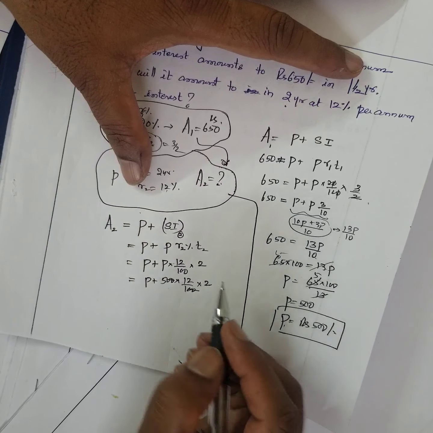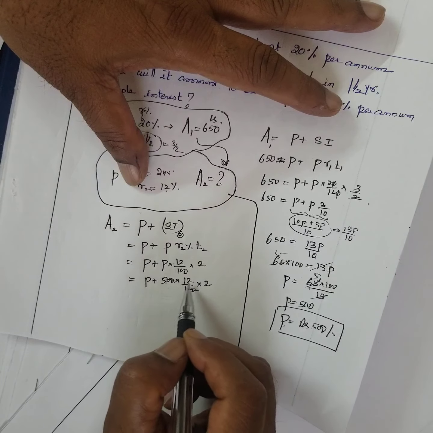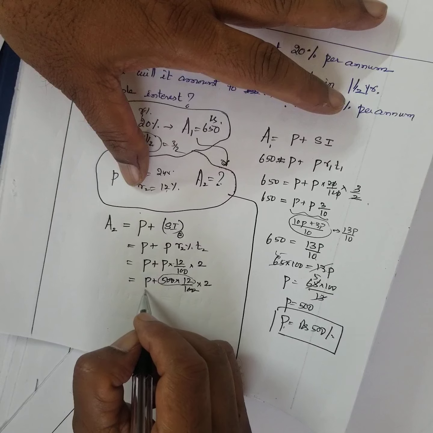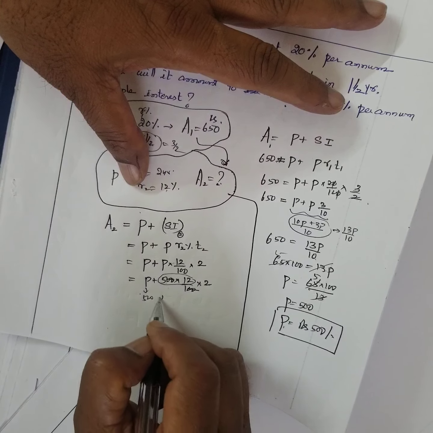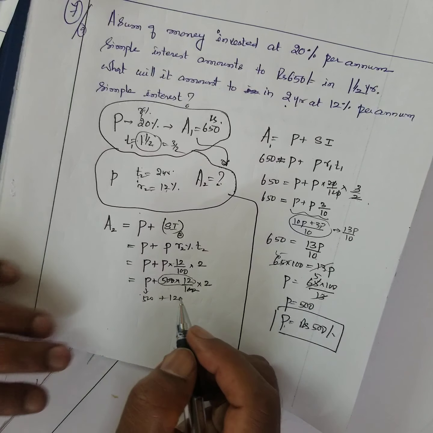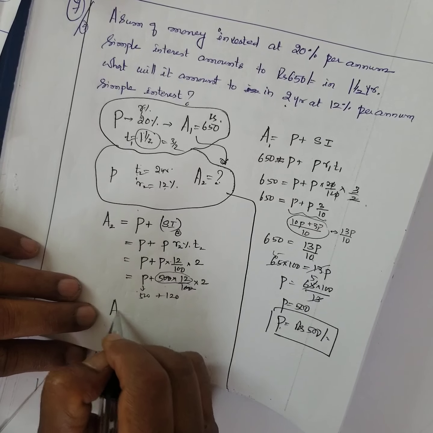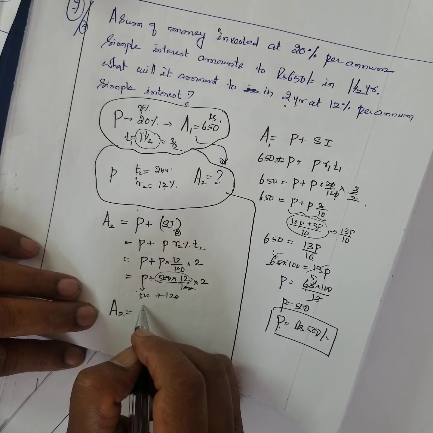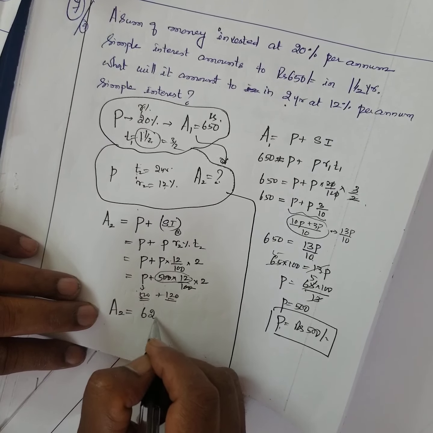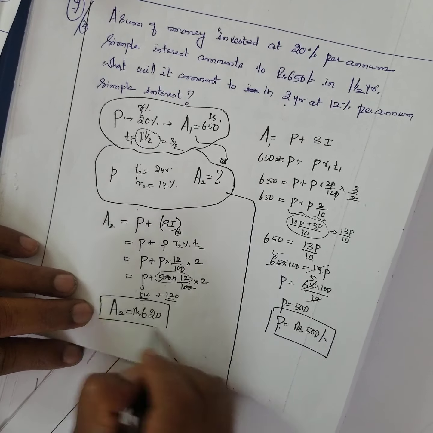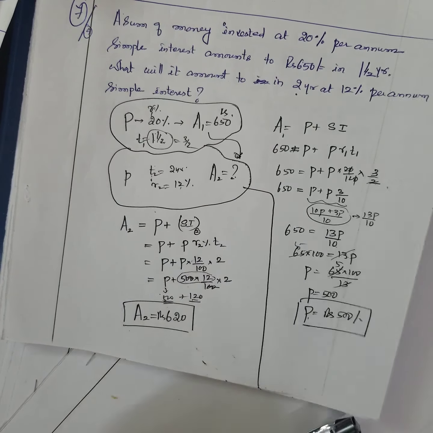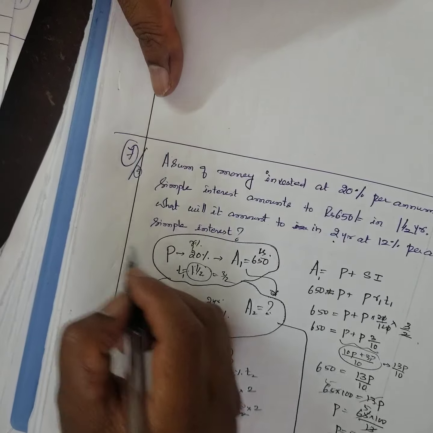This 100 gets cancelled. 5 12s are 60, 120. You get P is 500 plus this 120. Okay, this is simple interest. Therefore the amount is how much? Amount is equal to 500 plus 120. How much? Rupees 620. The amount is 620. Now this is a very, very tricky sum, with 5 marks for this.